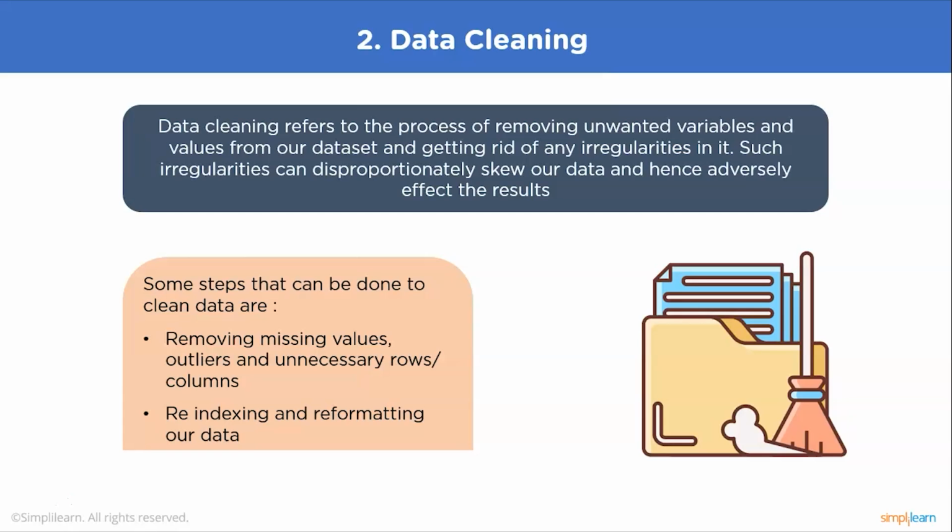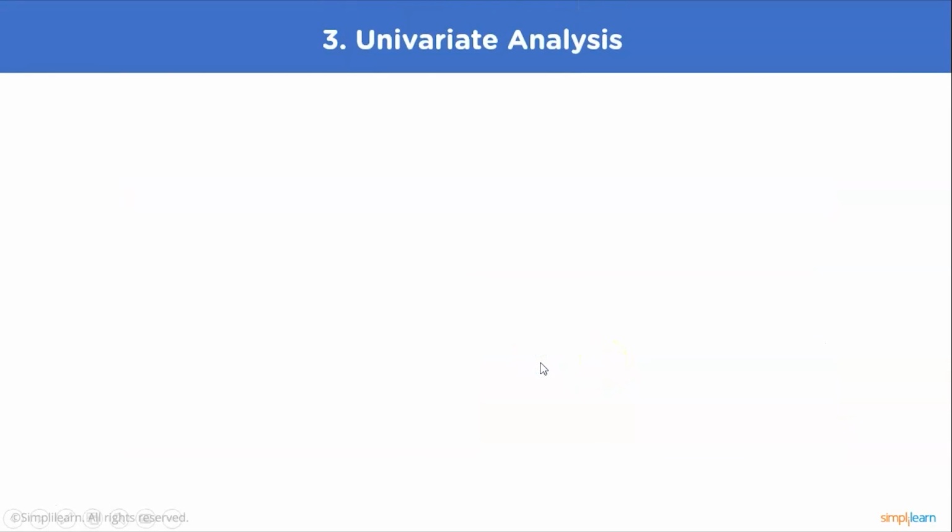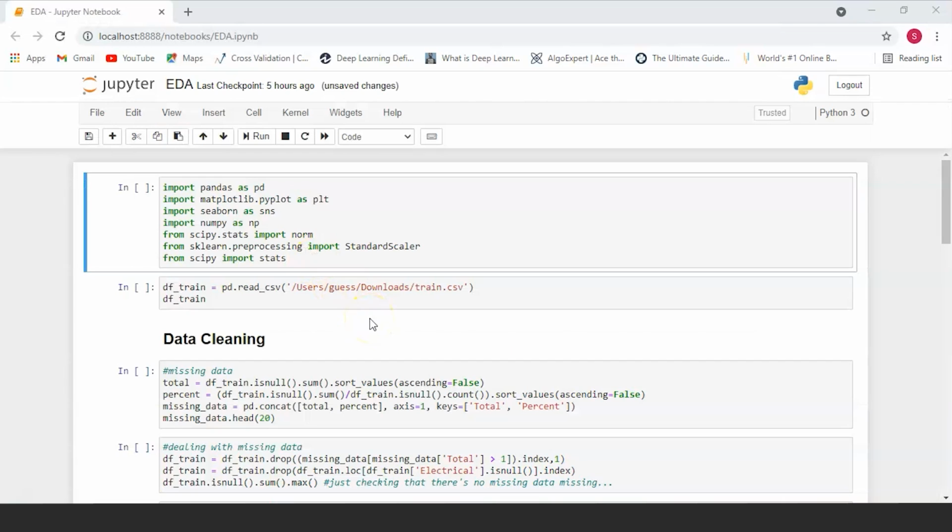For missing values, you can either drop the columns or the rows which have missing values, or you can fill in the missing values with some other values. Let's also understand how exploratory data analysis is performed with the help of the housing dataset. This dataset can be downloaded from Kaggle.